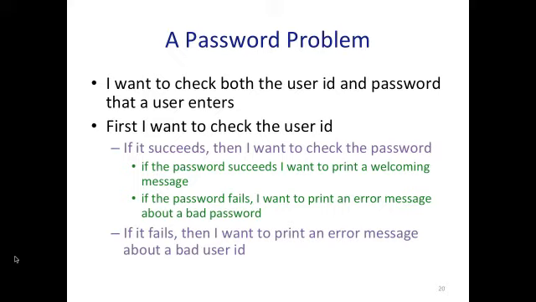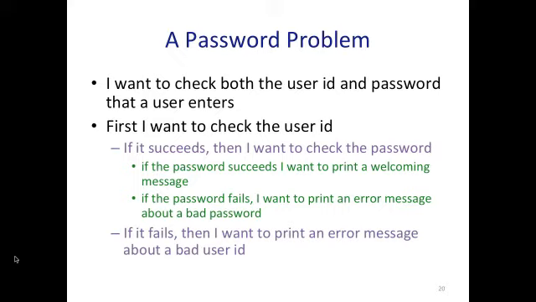So you often are challenged for both a user ID and a password when you try to log on to a site. And basically, let's say this is what I want to do. I want to first check the user ID. So the user's given me both a user ID and a password. I'm in possession of both pieces of information. So the first thing I want to do is check the user ID. And if it succeeds, then I want to check the password.